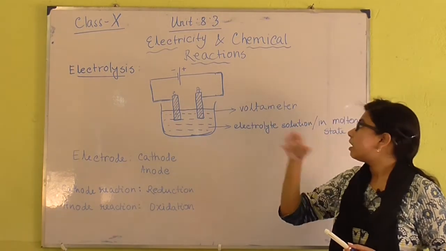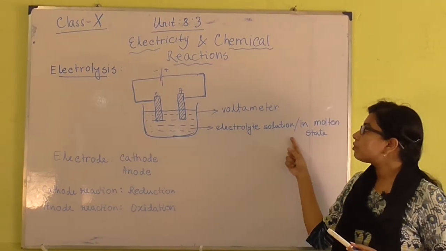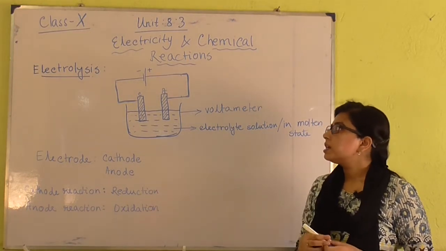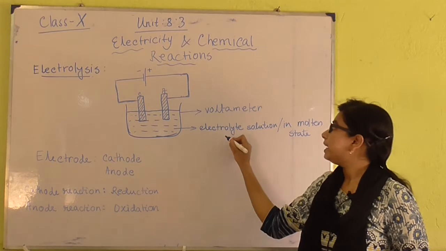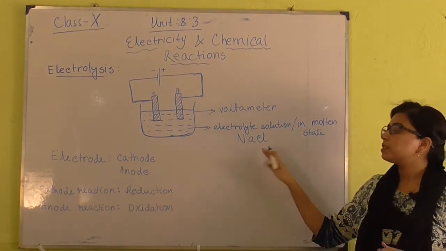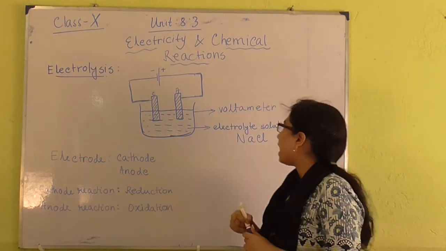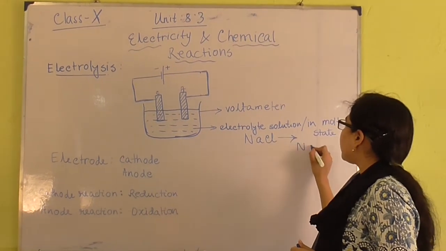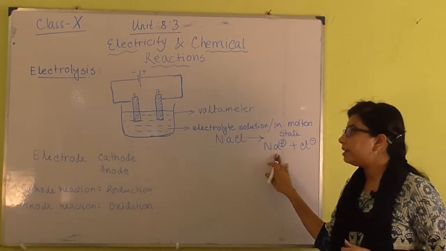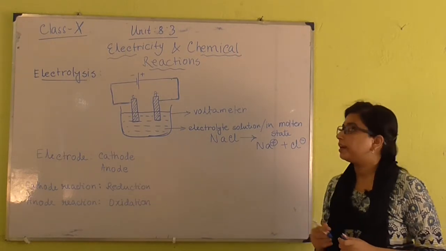And if we allow electricity to pass now, this electrolyte will dissociate, forming one cation and one anion. Suppose we take NaCl as the electrolyte, obviously in solution state or in molten state, so it will dissociate and form Na+ and Cl-. Okay, Na+ is the cation, Cl- is the anion, so NaCl will produce sodium ion and chloride ion.